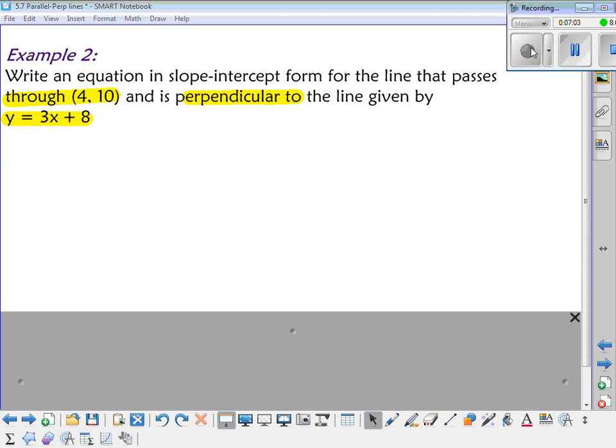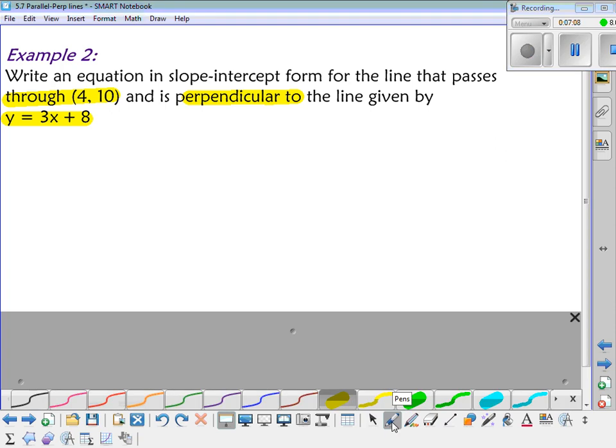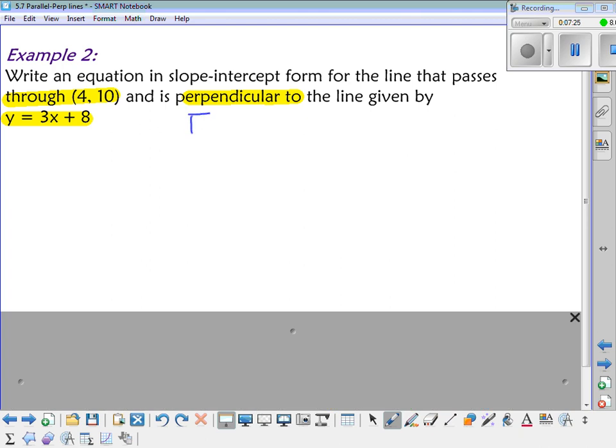So now we're going to write an equation in slope-intercept form. What's my slope-intercept form? Y equals mx plus b. And it's going to have to go through the point (4, 10), and it's going to be perpendicular to the line given by y equals 3x plus 8. So what's really important when we're dealing with perpendicular lines is you first have to find the perpendicular slope.